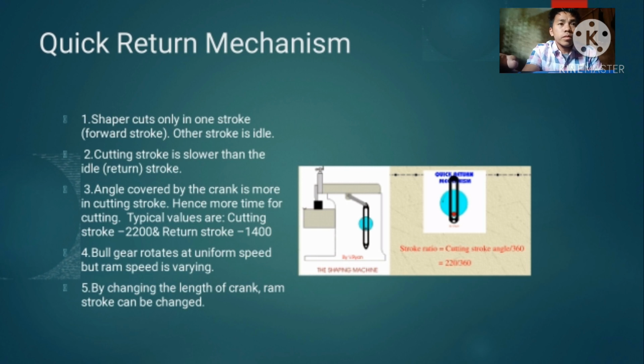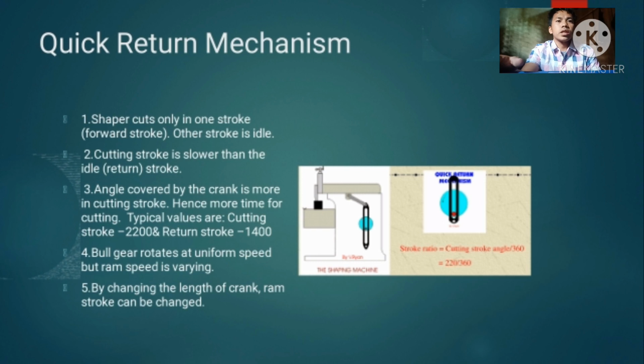So, quick return mechanism: shaper cuts only in one stroke, the forward stroke. Other stroke is idle. Cutting stroke is slower than the idle return stroke. Angle covered by the crank is more in cutting stroke, hence more time for cutting. Typical values are 220 degrees for cutting stroke and 140 degrees for return stroke. Number 4 is bull gear rotates at uniform speed, but ram speed is varying. Number 5 is by changing the length of the crank, ram stroke can be changed.